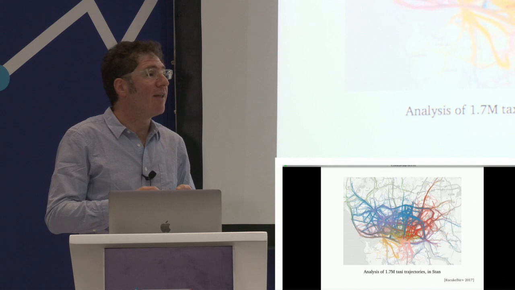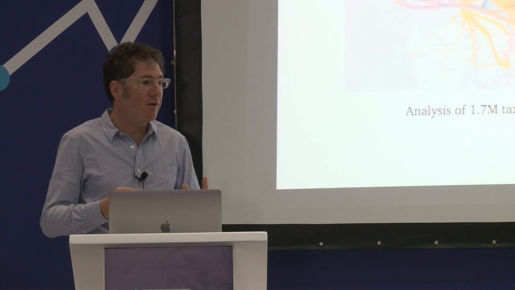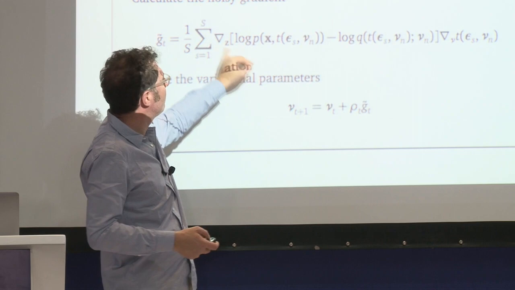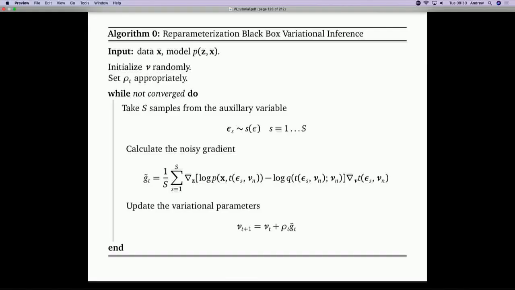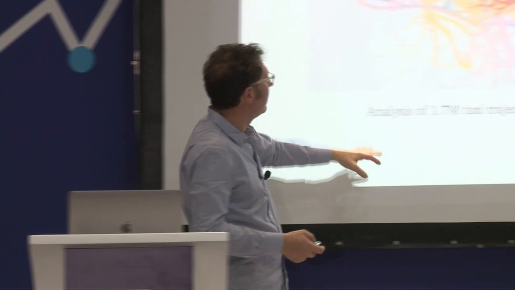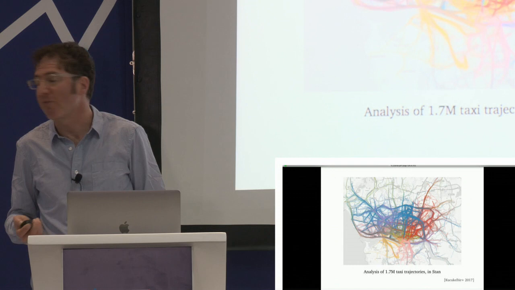But in order to make that nice vision a reality, you need an inference method that you can derive from a program. And these black box inference methods are such methods, right? If the program specifies the log joint, then you could use automatic differentiation to get the gradient of the log joint and somehow write a compiler that produces this algorithm. That's the idea. This is an example of analyzing millions of taxi trajectories with a complicated probabilistic model that we wrote in this probabilistic programming language, Stan. And Stan implements a black box variational inference method. Many other probabilistic programming systems do as well.